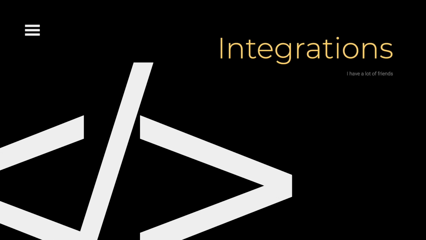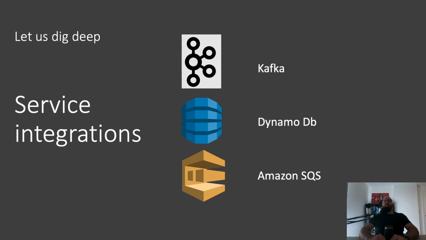So services integration, as we have said, since AWS Lambda functions are part of the AWS family, we can integrate with different AWS services out of the box. So we can integrate with Kafka, we can integrate with DynamoDB, we can integrate with Amazon SQS. So for example, with DynamoDB, we can generate some certain file or certain information, and we can store this information in a NoSQL DB, which is going to be DynamoDB.